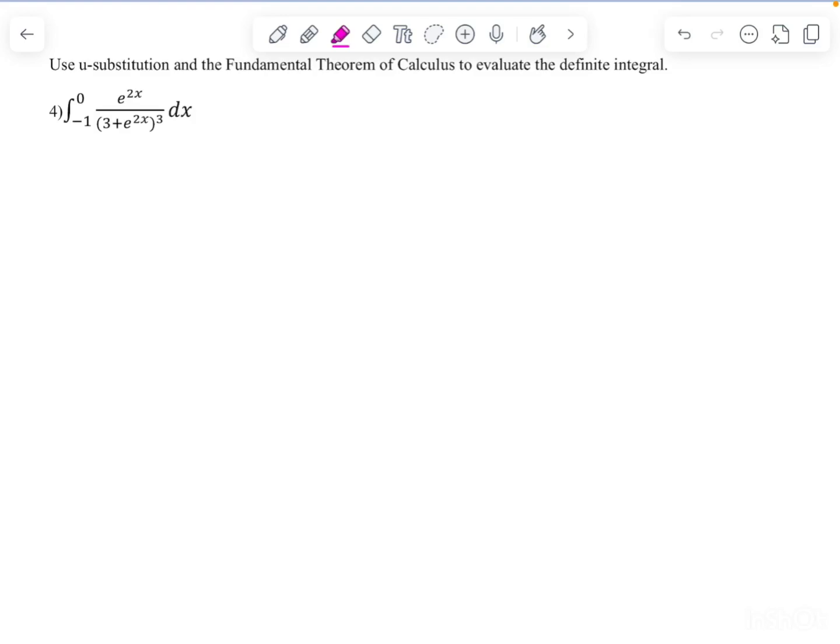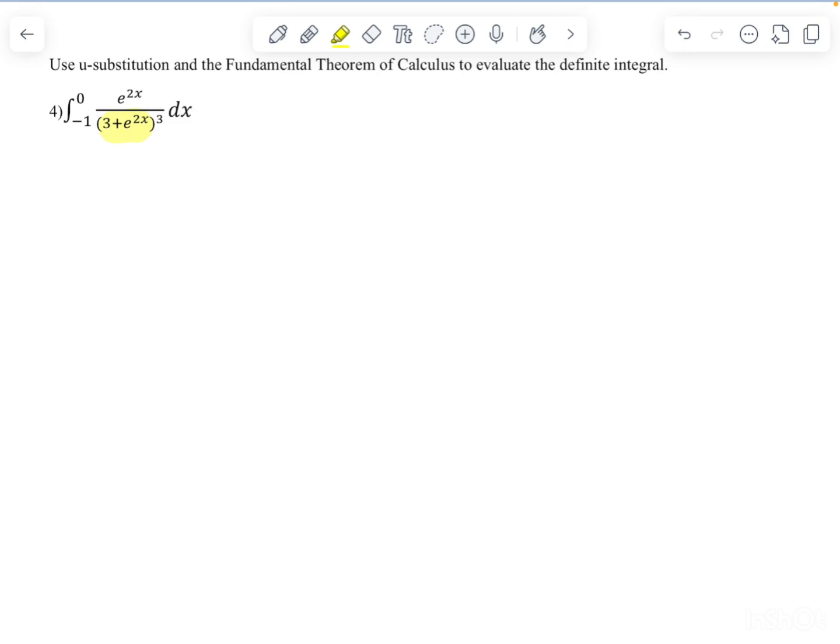Hello class, in this video I will be showing you how to evaluate a definite integral that requires U-substitution. Let's begin. In this example, we want to evaluate the definite integral from -1 to 0 of e raised to the 2x power, all divided by the quantity 3 plus e raised to the 2x power, all raised to the third power.